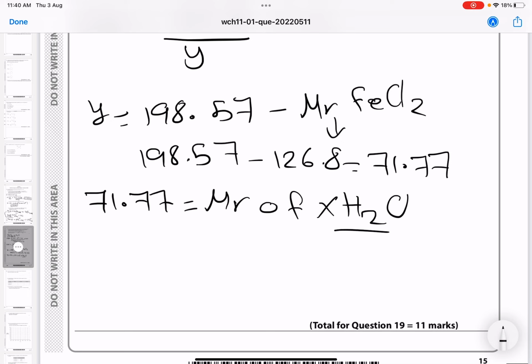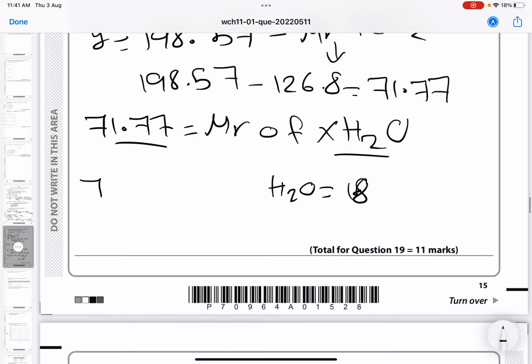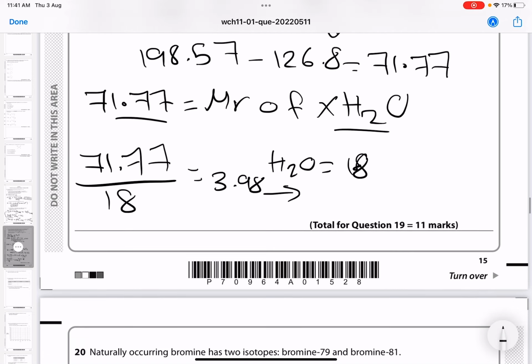So we need to find x. What we can do is divide this by the Mr of 1 mole of water. We know that H2O has an Mr value of 18. So to find x we just do 71.77 over 18. So x equals 3.98, which is approximately equal to 4.